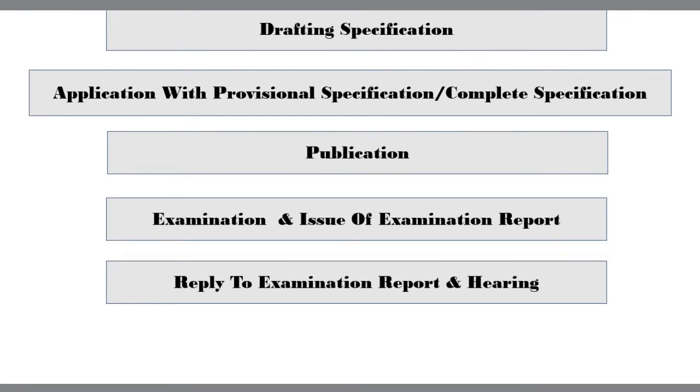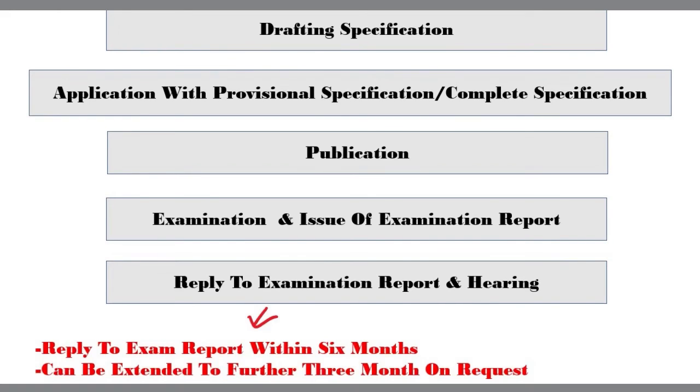Now, on the completion of the examination process, if there are objections with regard to the patentability of invention, the Indian Patent Office forwards a statement of objection to the applicant. On receipt, the applicant has to file his reply within the period of 6 months or within a further extended period of 3 months. The applicant can also request for a hearing to explain his case properly.